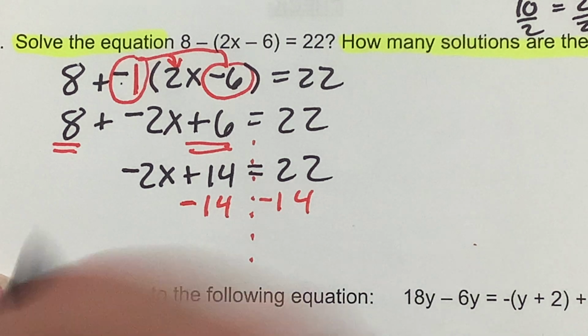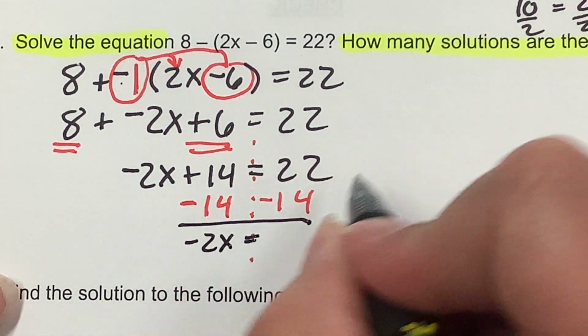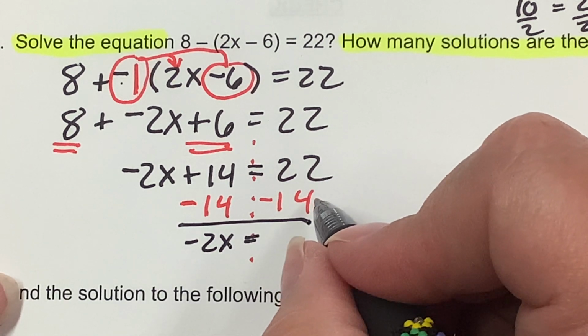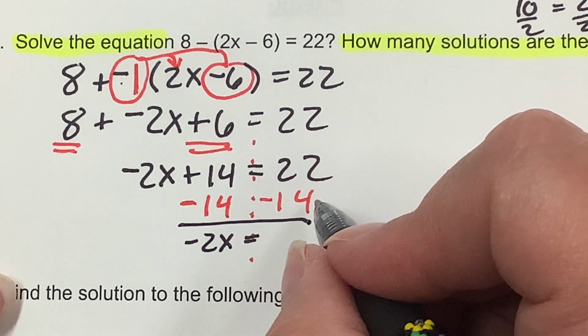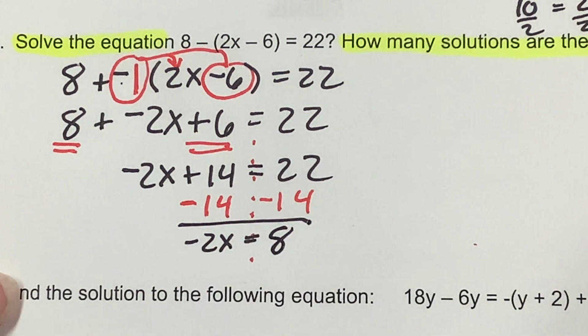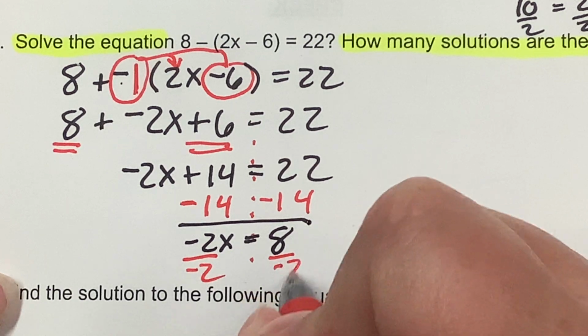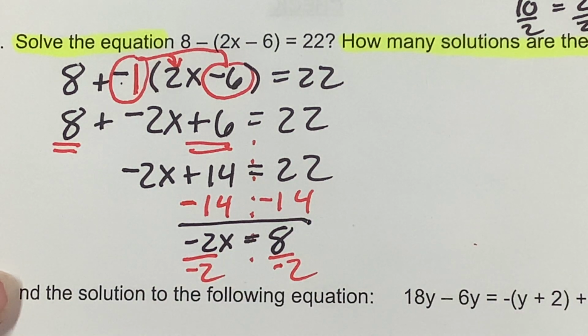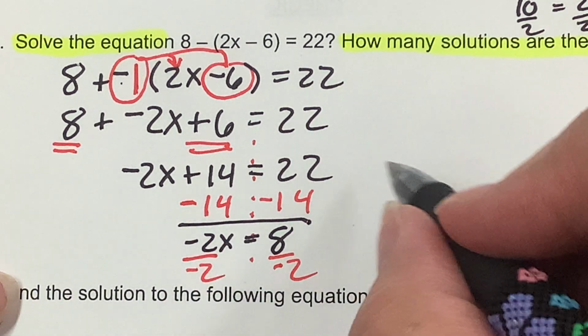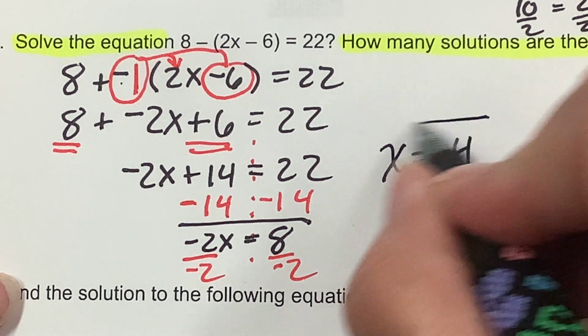And, negative 2x equals 22 minus 14 is 8. Okay. Divide by negative 2, because the inverse of multiply by negative 2 is divide by negative 2. And I get x equals negative 4. Da, da, da, da.